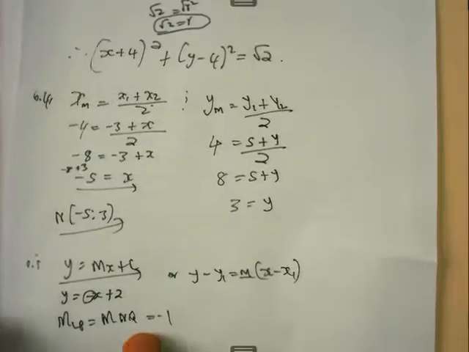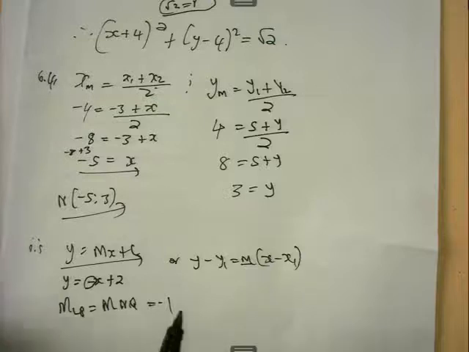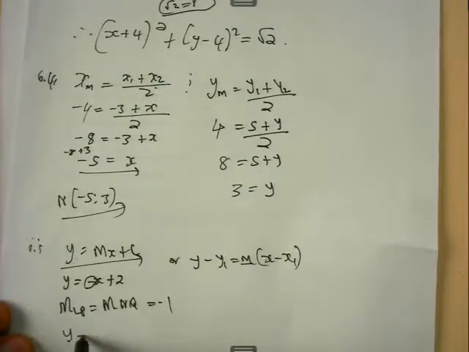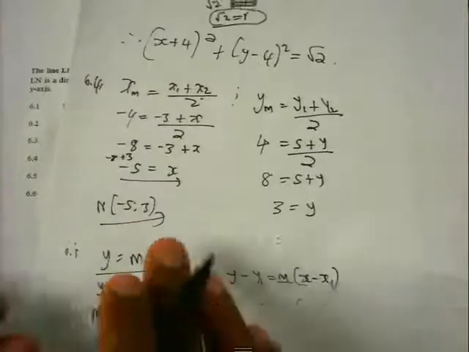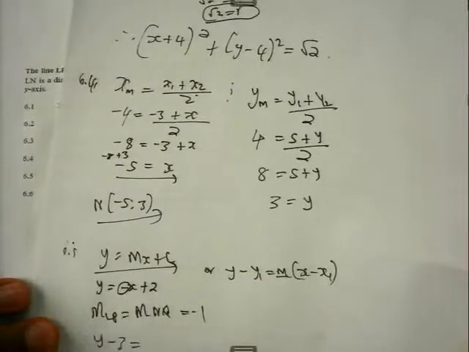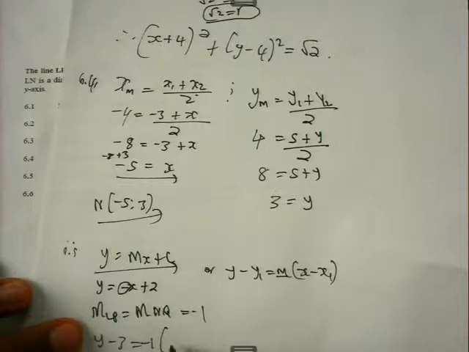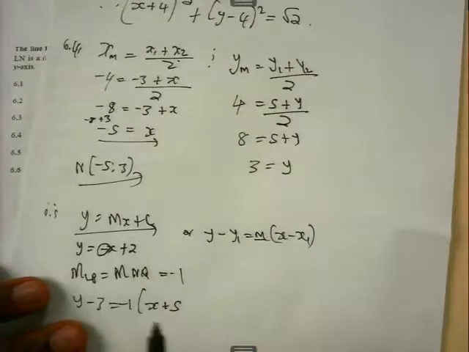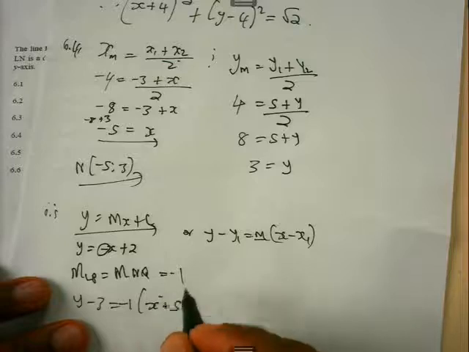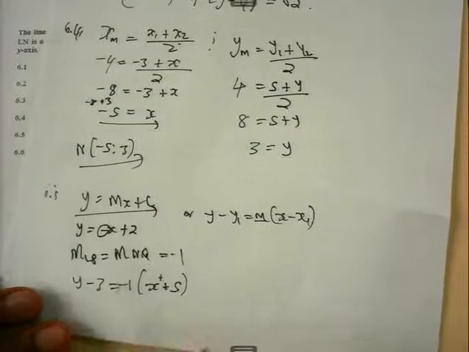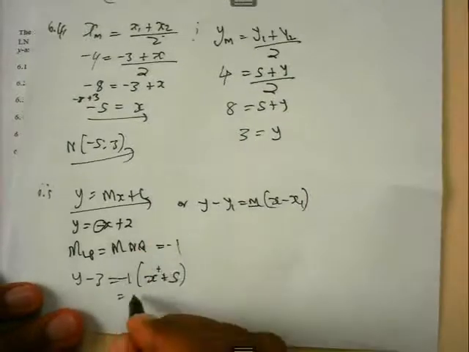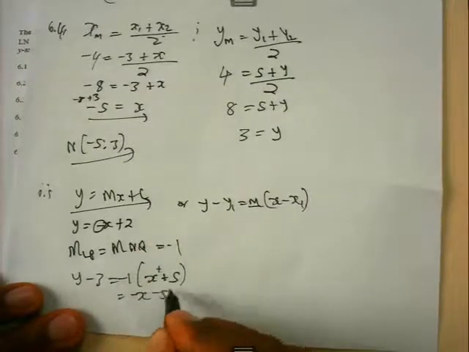Now you have the gradient, and therefore what you are going to do is just to say y minus, you take the y value at point N, which is 3, is equal to negative 1 into x plus what? Plus 5. Why x plus 5? Because we have a negative here, negative times this negative will give us the positive 5.